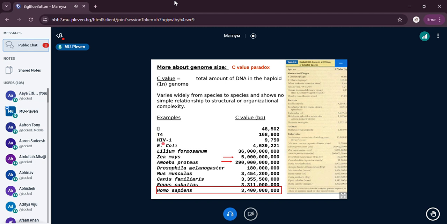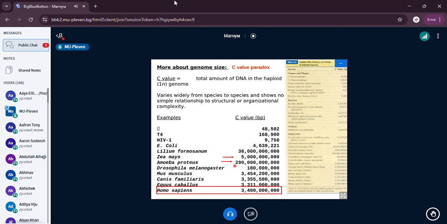T4 is bacteriophage T4. HIV-1 is human immunodeficiency virus. Escherichia coli, Lilium formosanum, it's a flower, etc. Zea mays, popcorn, amoeba, Drosophila, Mus musculus mouse, Canis familiaris is dog, Equus caballus horse, and Homo sapiens ourselves. So here you can see the number of the nucleotide base pairs.